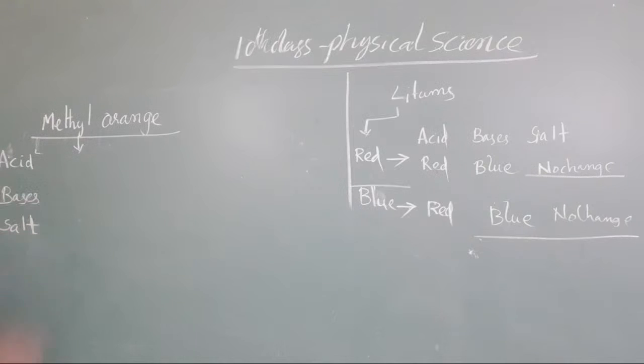When you take acid, it converts into red color. Actually, it is in orange color, so methyl orange converts into red color. And when you take a base, it converts into yellow color. For the salt, there is no change. Clear or not, all the students?